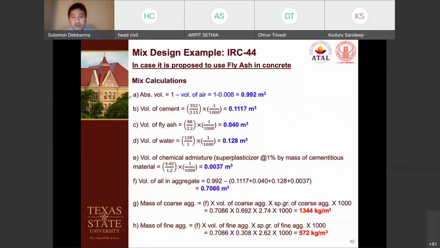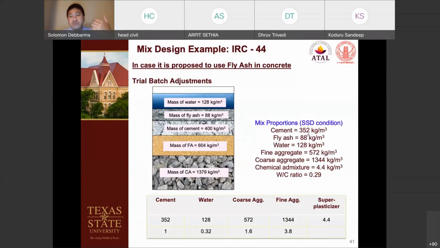So we again have to calculate the absolute volume, the volume of cement, and here we also need to calculate the volume of fly ash. The specific gravity of fly ash is usually around 2.2. And yes, we can calculate the volume of water, the volume of chemical admixtures, and then the volume of the aggregate, and subsequently we have the mass of coarse aggregate as 1344 kg per meter cube, and fine aggregate as 572 kg per meter cube. So now this is our mix proportions based on the SSD condition.